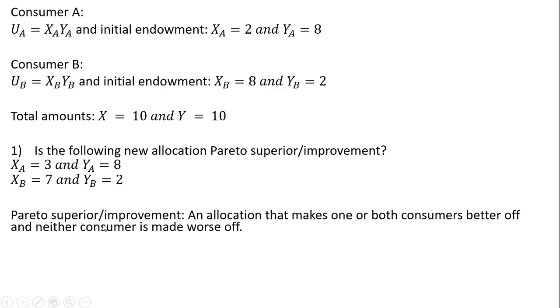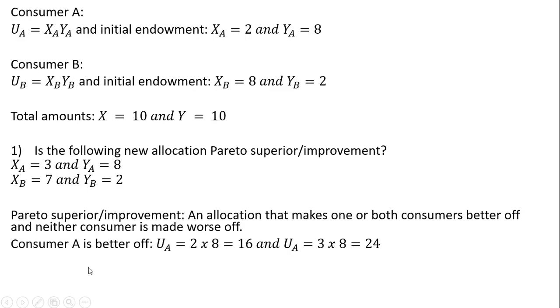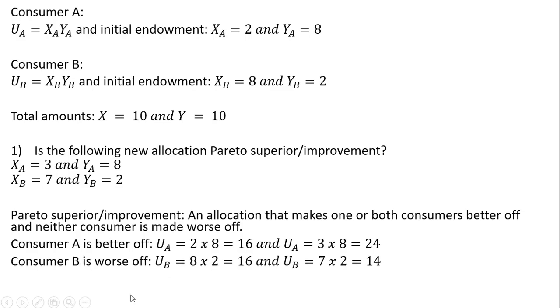So what is a Pareto Superior or a Pareto Improvement? It would be an allocation that makes one or both consumers better off and neither consumer is made worse off. Is that the case in this reallocation? Consumer A is definitely better off. If we evaluate consumer A's utility function at the initial endowment and then at this new allocation, consumer A's utility is now higher. Consumer B, on the other hand, is made worse off. Consumer B's utility was higher at the initial endowment than it is with this new endowment. So this was not a Pareto Superior improvement.